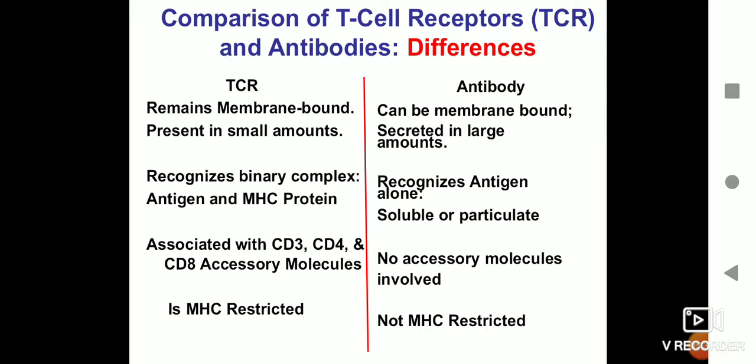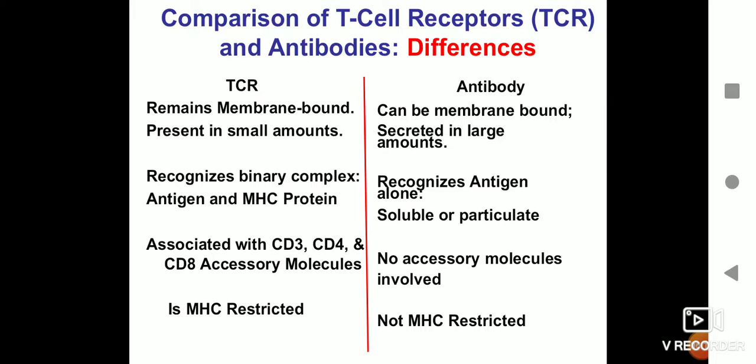The second important difference is that TCR recognizes a binary complex and binds. It cannot bind to antigen alone. We have already understood this in the previous class. TCR can bind only to an antigen which is presented by an MHC molecule, either by an MHC class 1 molecule or by an MHC class 2 molecule. An antigen which is bound by an MHC class 1 or class 2 will only be recognized by a TCR, and only then the TCR can bind to the antigen MHC complex.